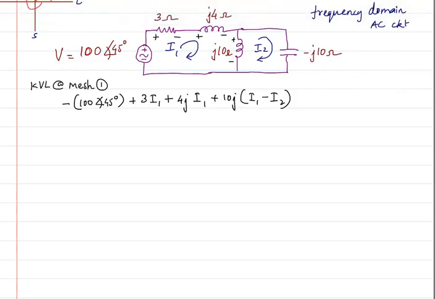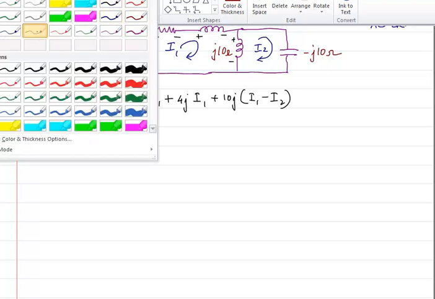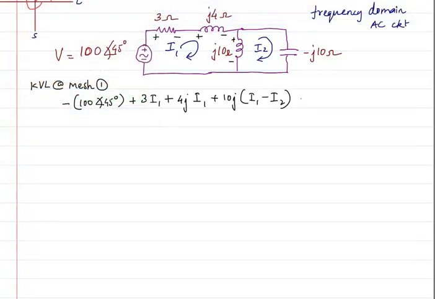So that's why I have written here directly like this, because finally we look at the equation and we enter the values in the calculator, and this is going to be equal to 0. Now here I can arrange the I1 values together. So I will be having 3 plus 4j plus 10j into I1, then minus 10j into I2 is equal to, if I take the minus sign to the other side, then I will basically get 100 angle 45 degrees.